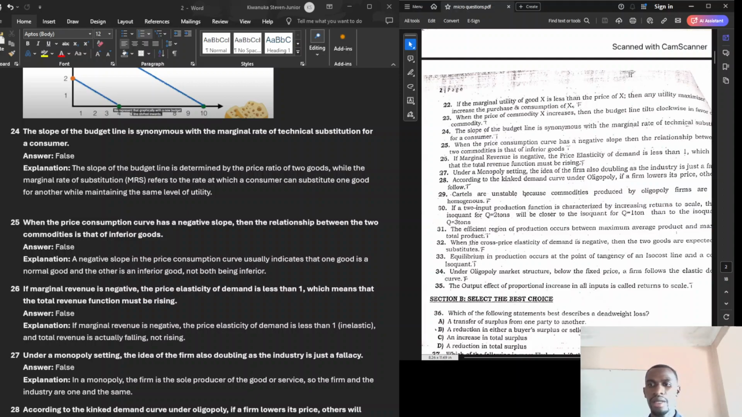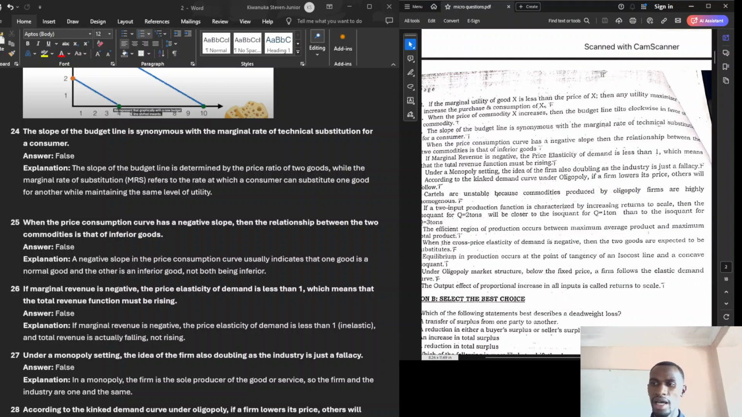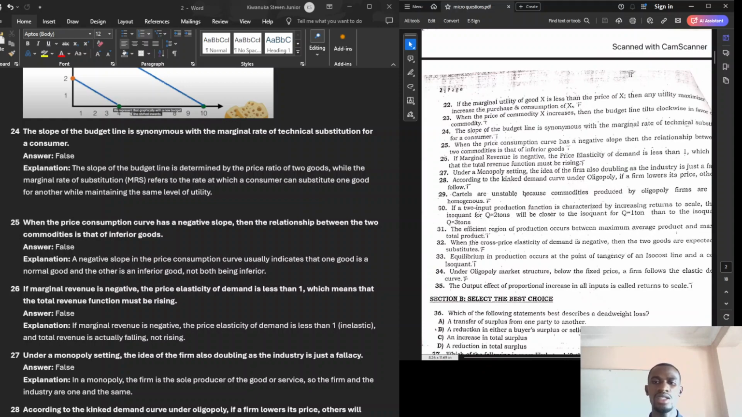According to the kinked demand curve in oligopoly, if a farm lowers its price, others will follow. We see that that is true. In oligopoly, we remember how farms do it in order to attain the market. When one lowers, others will find out, oh, what is the price of soda? They're selling at 1,000, they will also sell at 1,000. So they're saying, according to the kinked demand curve in oligopoly, if a farm lowers its price, others will follow.